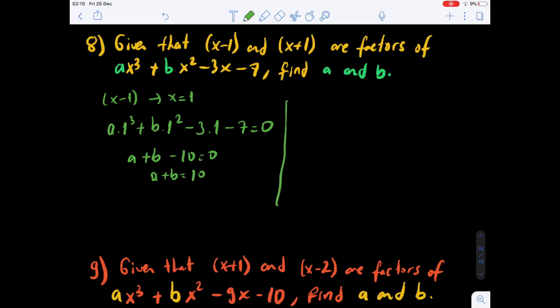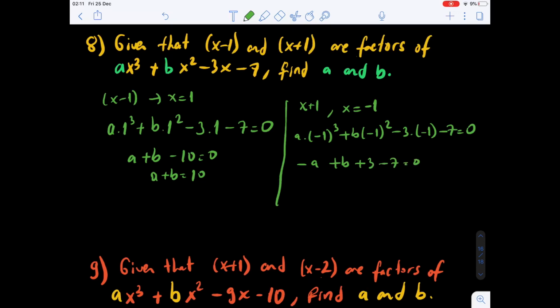Then the second given factor is x plus 1. So if x plus 1 is a factor, which means when you replace x with negative 1, you are going to see that the result must be 0. a times minus 1 cubed plus b times minus 1 squared minus 3 times minus 1 minus 7 must be 0. So here it's going to be negative a plus b plus 3 minus 7 equals 0. So b minus a equals 4.